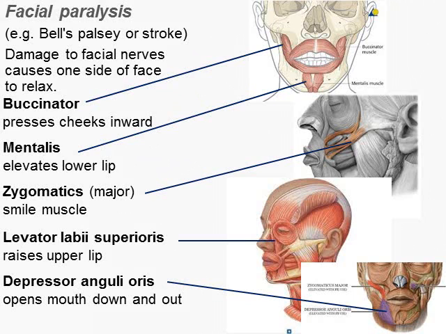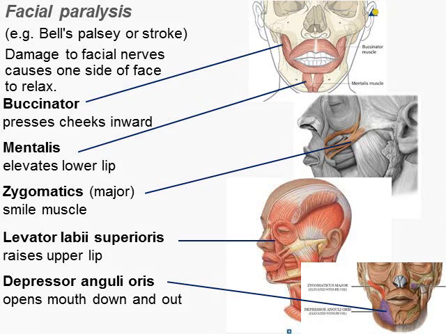Facial paralysis can be caused by inflammation of the facial nerve, such as in the case of Bell's palsy, or by heart disease in the case of stroke. Whatever the cause, it's going to affect some of the major muscles, such as the buccinator, which is pressing the cheeks inward, as in when we whistle. The mentalis elevates the lower lip.